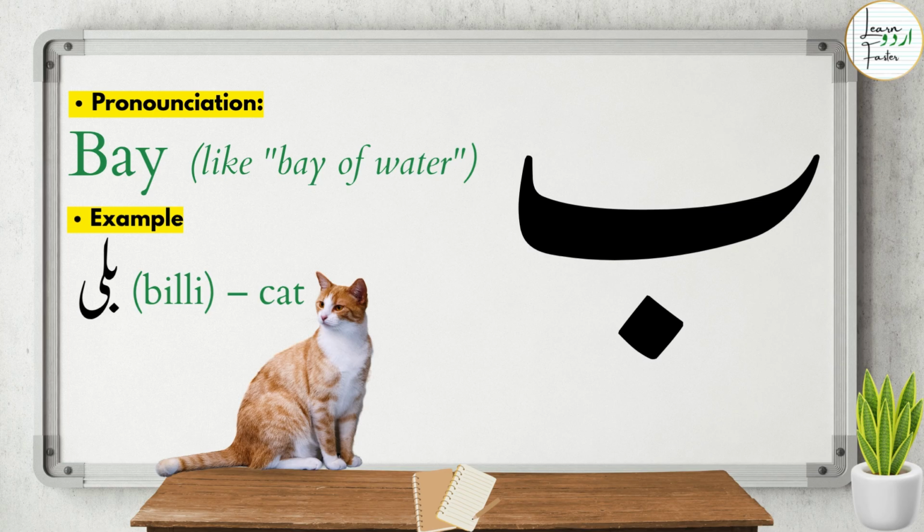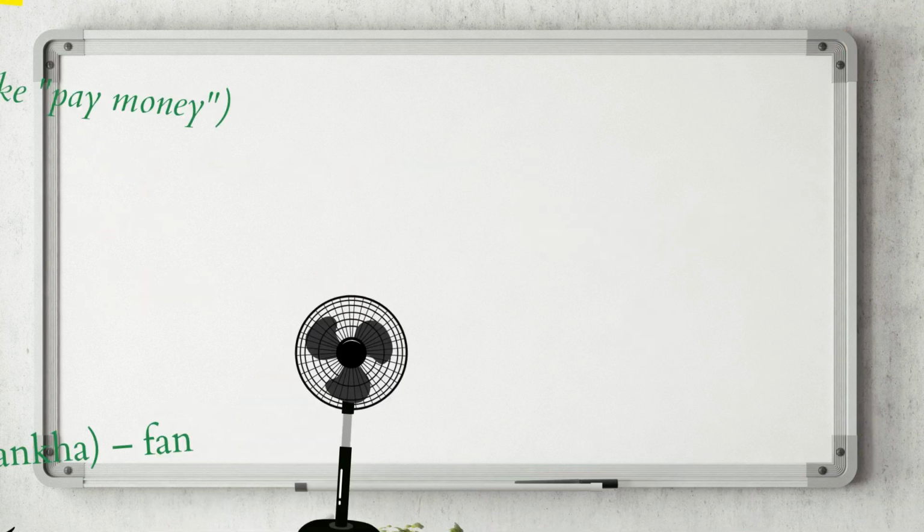And below the alphabet bay is a single dot, nukta. This is called nukta in Urdu, and in English you can say it's a single dot. This would help you to identify this letter. The next is pay.